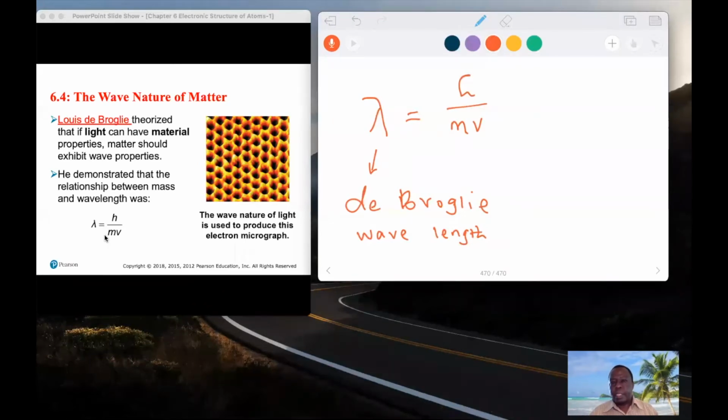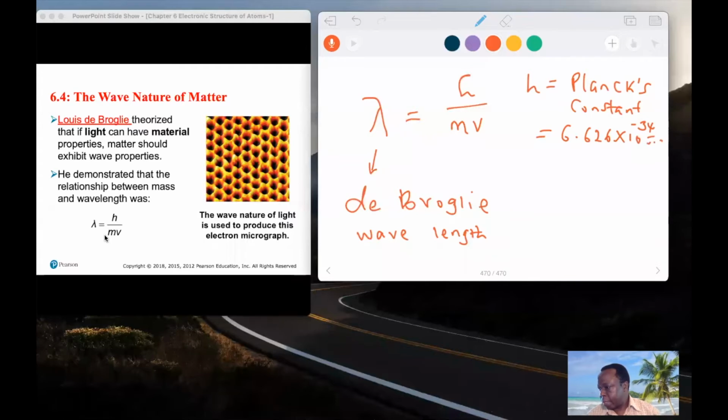Let me show you what these constants stand for. This is the same Planck's constant we have been dealing with. You don't need to memorize this. You'll be given it in the exam: 6.626 times 10 raised to negative 34 joule-seconds. This is the same Planck's constant h we saw before.